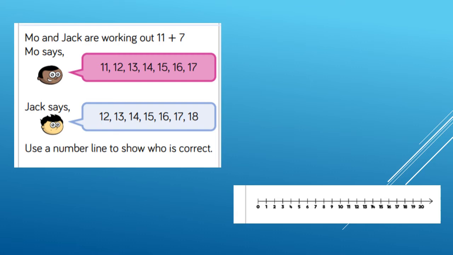If you use the number line, let's find our 11. Let's add 7, so 7 jumps. 1, 2, 3, 4, 5, 6, 7. We added on and got 18. Well done for giving it a try.